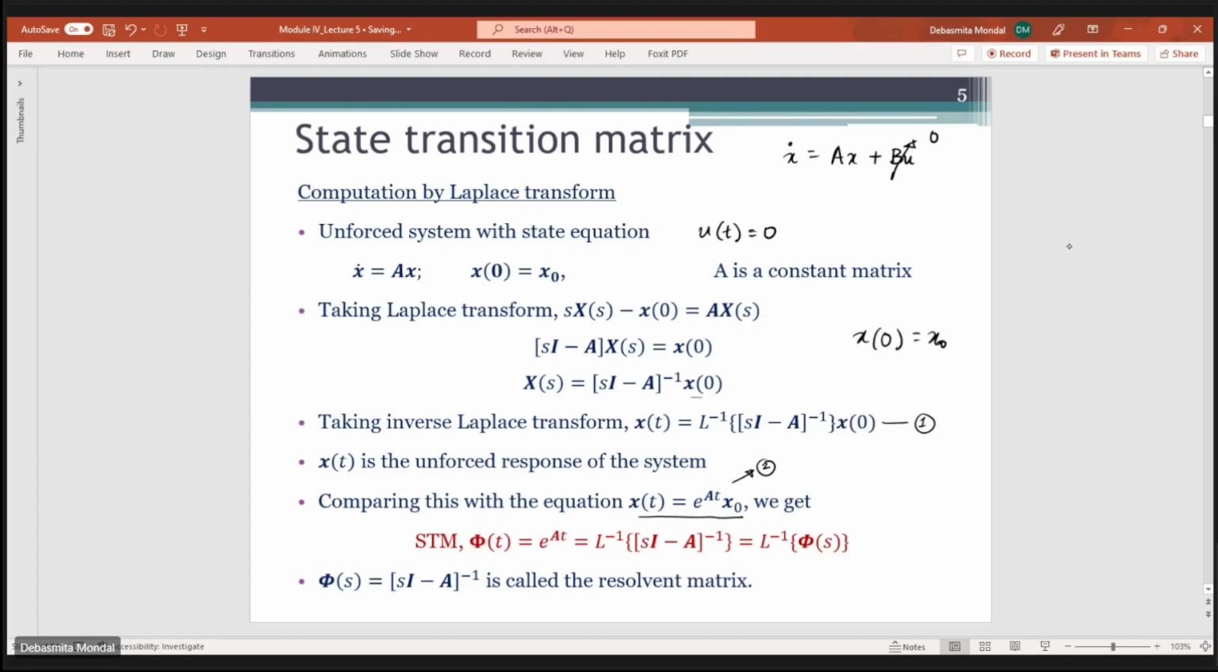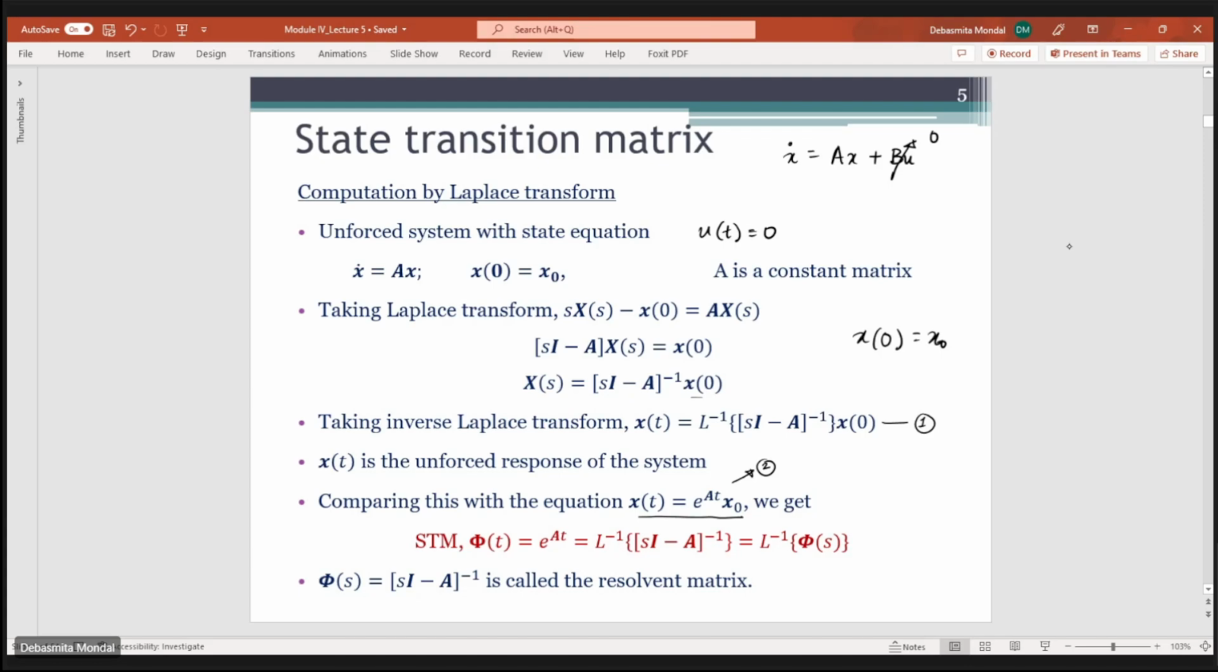So by comparing these two equations, the state transition matrix phi(t), which is the same as e to the power At, will be equal to the Laplace inverse of the matrix (sI minus A) inverse. Or similarly, you can substitute this (sI minus A) inverse matrix by phi(s), where phi(s) is called the resolvent matrix. We had seen this earlier also. So you can say that the state transition matrix can be obtained by taking the Laplace inverse of the matrix (sI minus A) inverse.